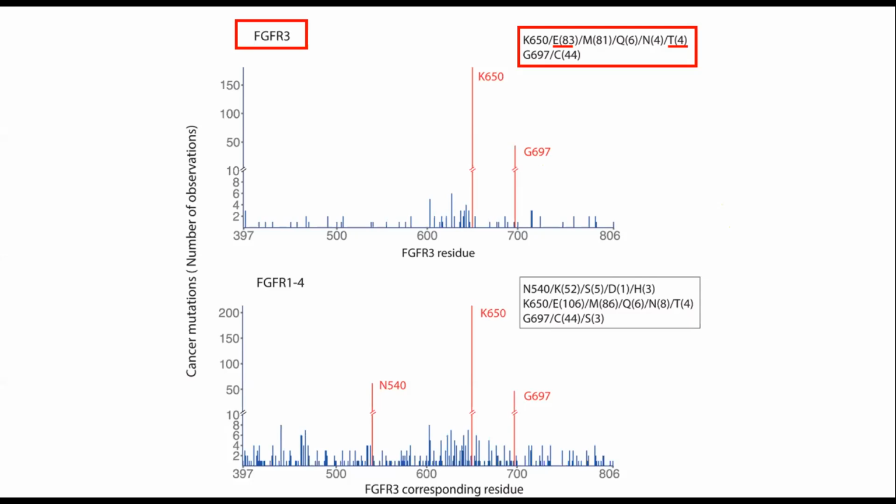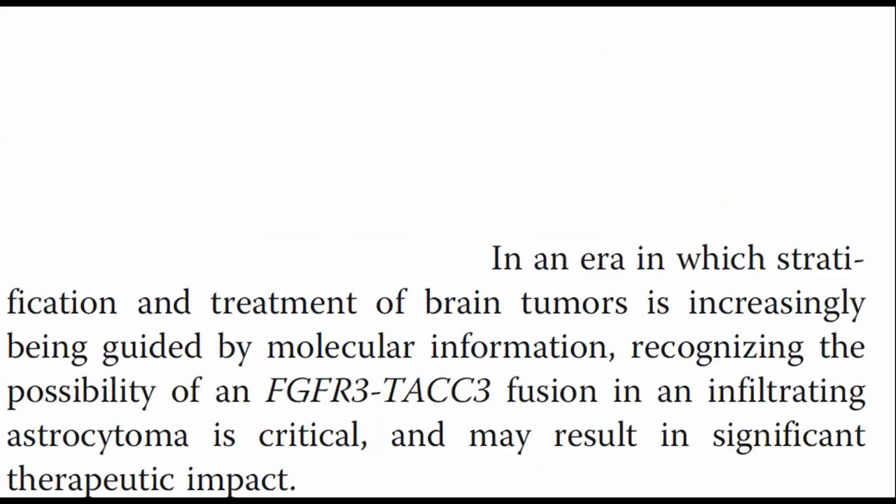Now the third hotspot is the N540, which was picked up in the other FGFRs. That's how we knew about that. So the three hotspot mutations. All right, back to the Ballester paper. In an era in which stratification and treatment of brain tumors is increasingly being guided by molecular information, recognizing the possibility of an FGFR3-TACC3 fusion in an infiltrating astrocytoma is critical and may result in significant therapeutic impact. And this field is ongoing in terms of the search for more effective tyrosine kinase inhibitors.